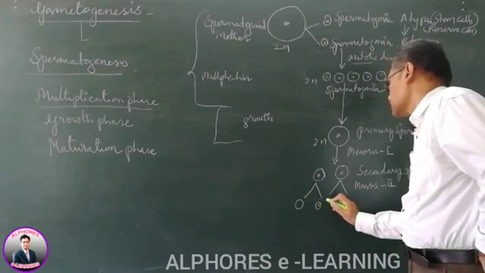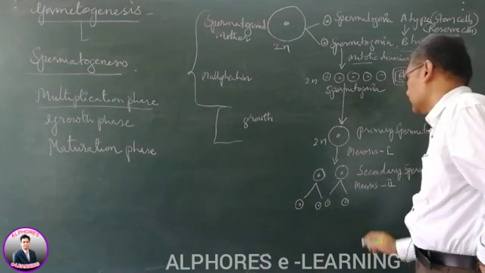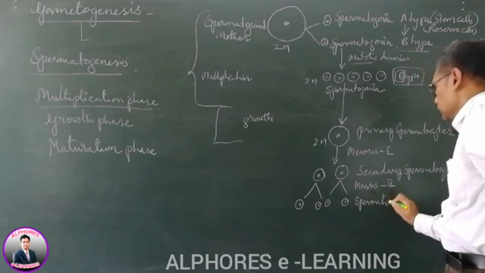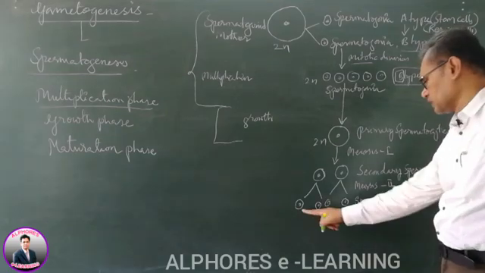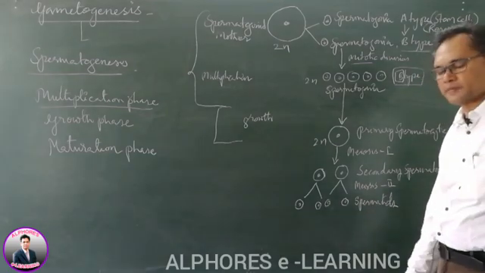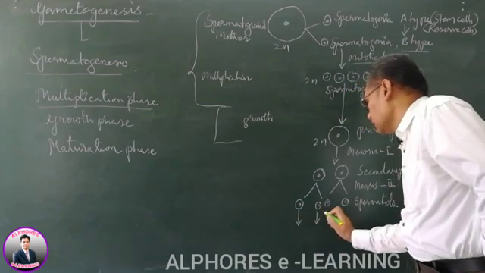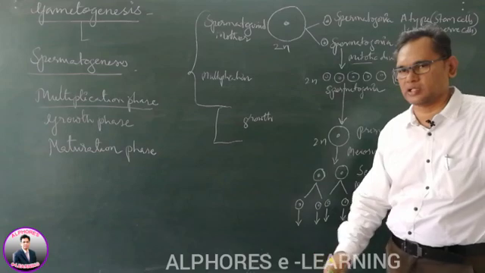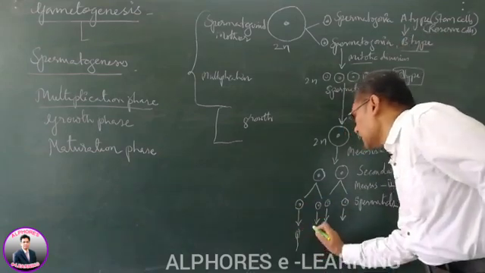What are these cells called? They are called spermatids. These are the 4 spermatids. Now these spermatids undergo differentiation. This is morphological differentiation. Structurally they are round, but they become elongated.